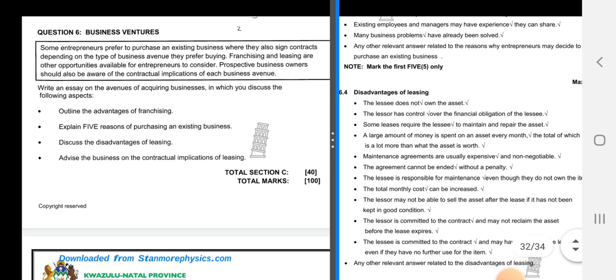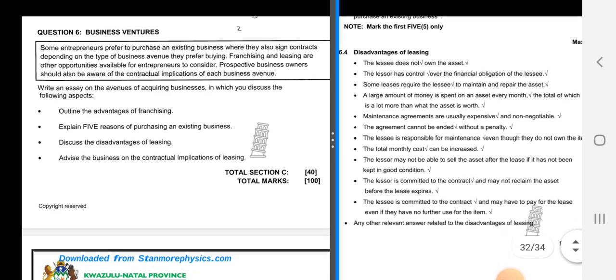And then the disadvantages of leasing. Leasing is renting. What are the disadvantages of getting a lease? The lessee does not own the asset. The lessor has control over the financial obligation of the lessee. Some leases require the lessee to maintain and repair the asset. You see, those are the disadvantages.